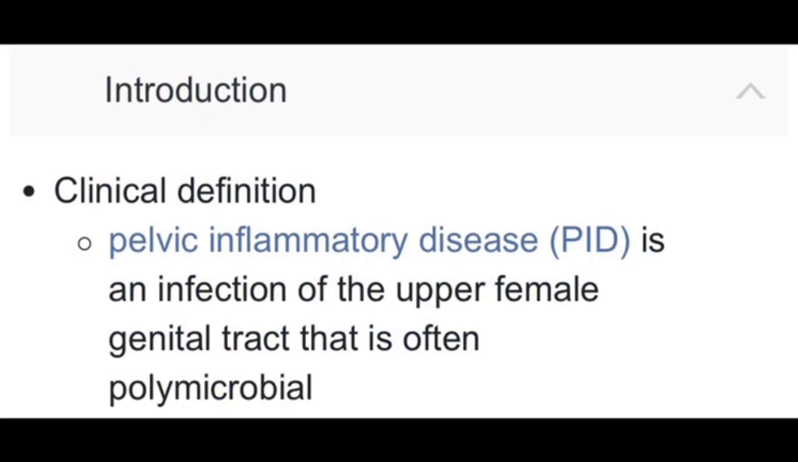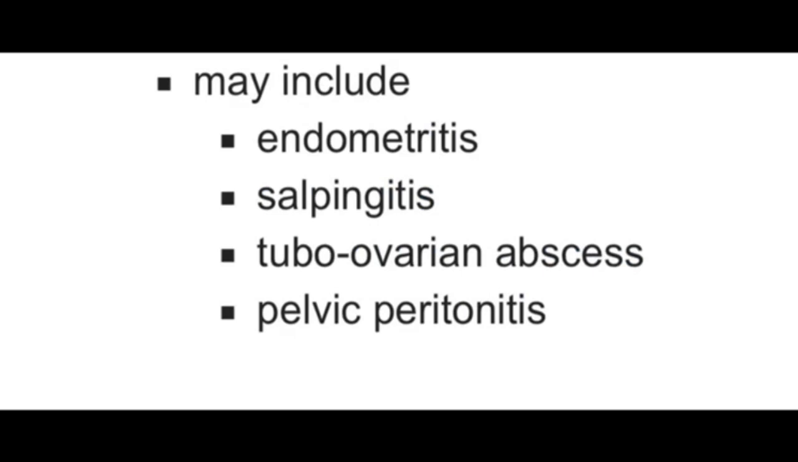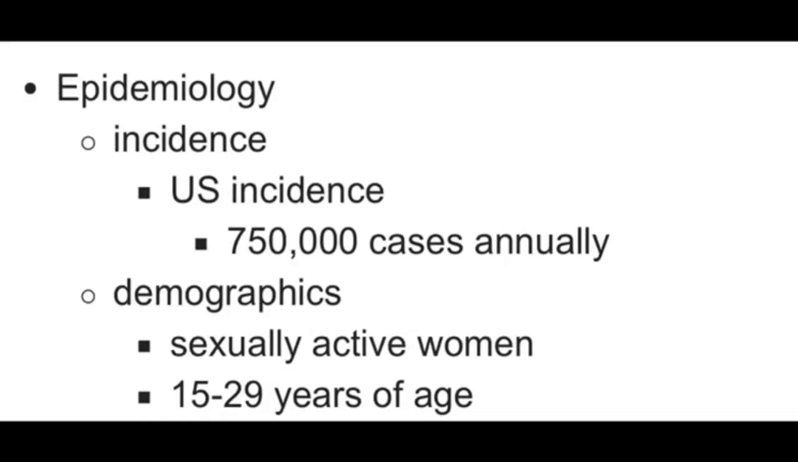As a quick introduction, in terms of clinical definition, pelvic inflammatory disease is an infection of the upper female genital tract that is often polymicrobial. It may include endometritis, salpingitis, tubo-ovarian abscess, and or pelvic peritonitis. With respect to epidemiology, the U.S. incidence of pelvic inflammatory disease is 750,000 cases annually. As far as demographics, this is typically seen in sexually active women between 15 to 29 years of age.